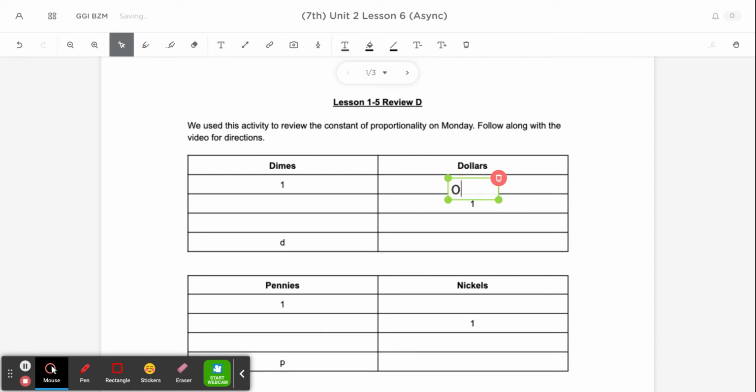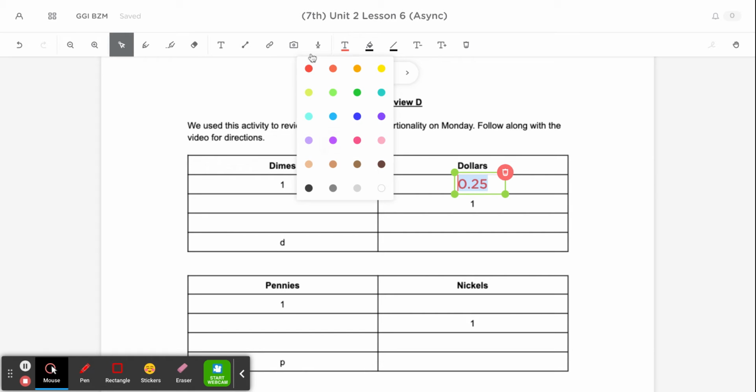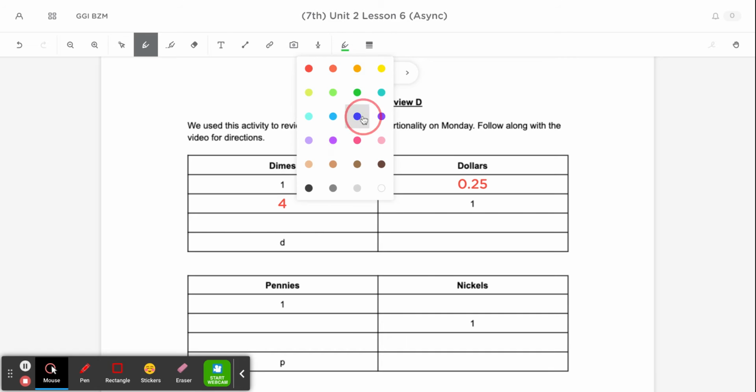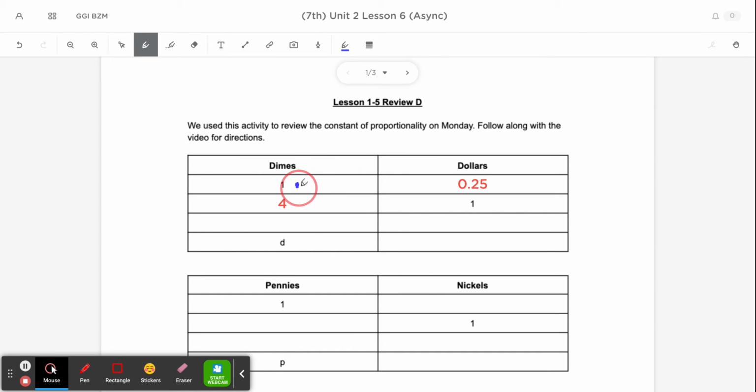table. We know that one dime, for example, is $0.25. And you could also fill out this table, of course, on your Classkick. Now, if we know that one dime is $0.25, we also know that four dimes represents $1. And we can see that in this table, we have a constant of proportionality moving from left to right in the table. So multiplying dimes times 0.25 will tell us the number of dollars.